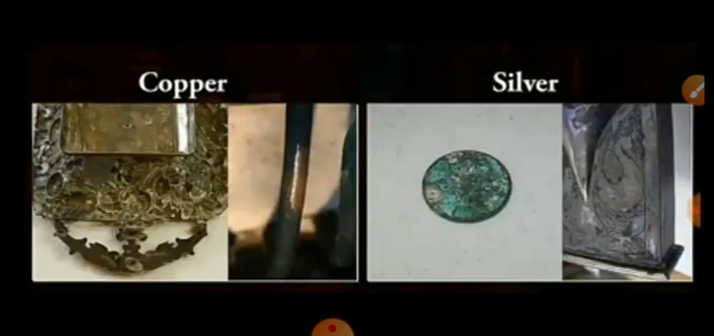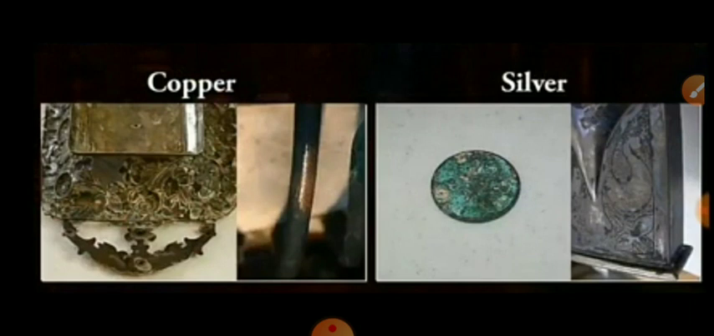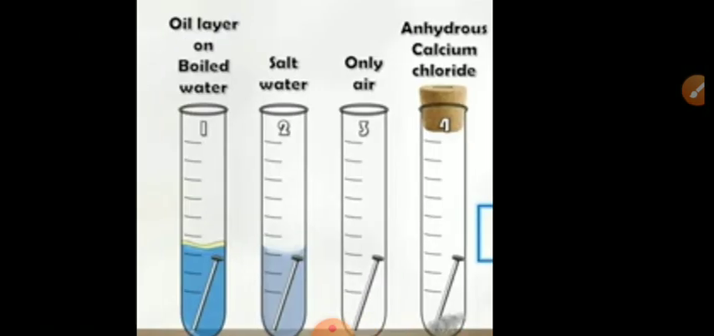Now let us see here, you can see the silver and copper. So here also we can see, children, a black color coating on silver and a green color coating on the copper vessels. Now this is due to corrosion only. So these all are examples of corrosion. Let us see some more.